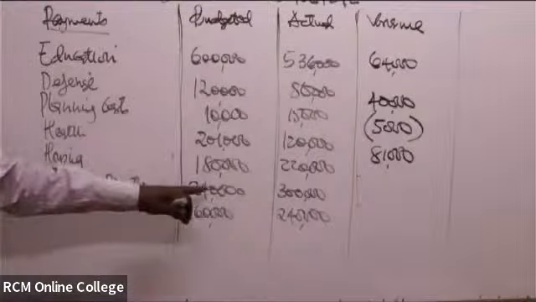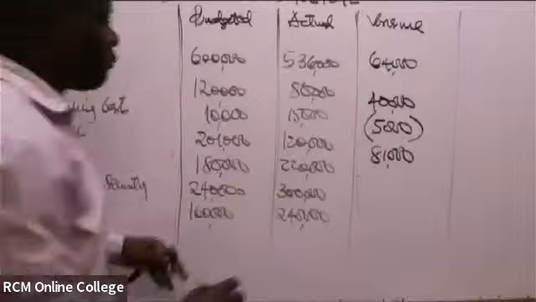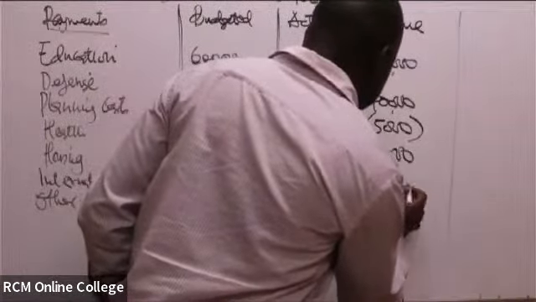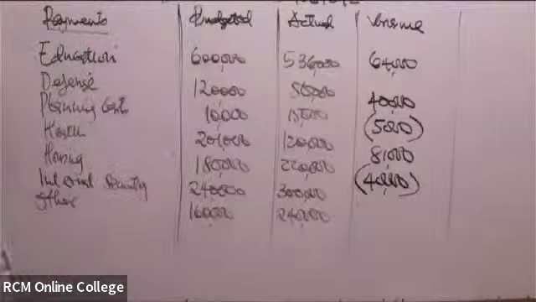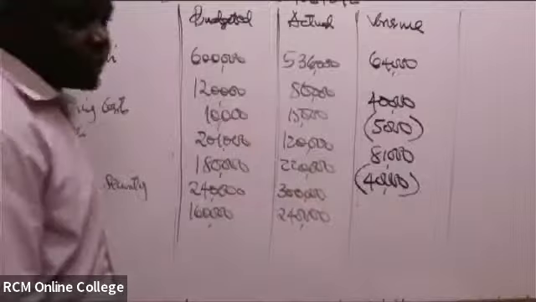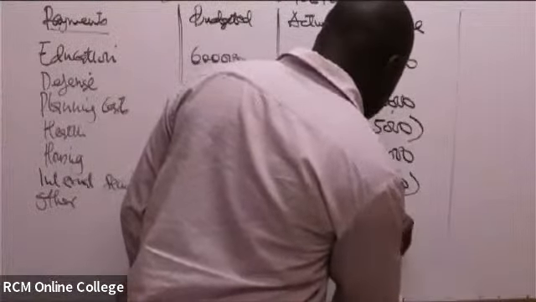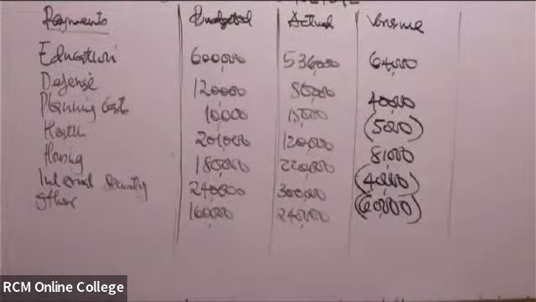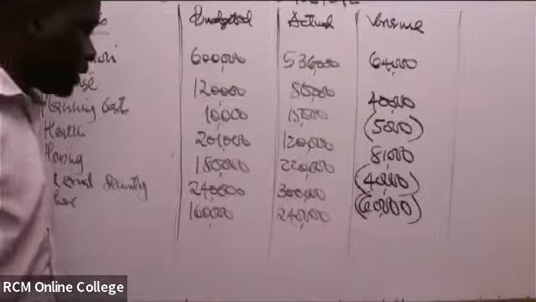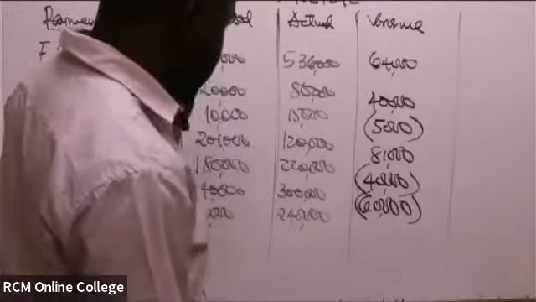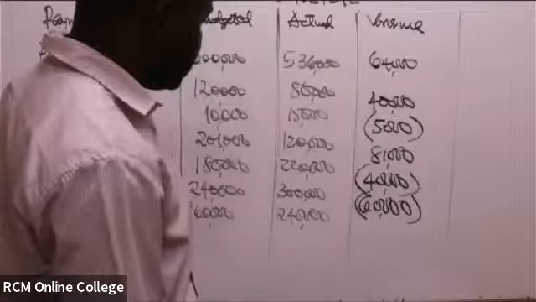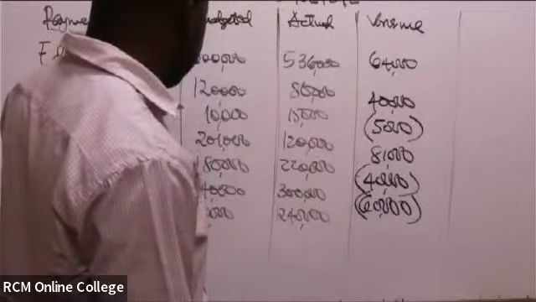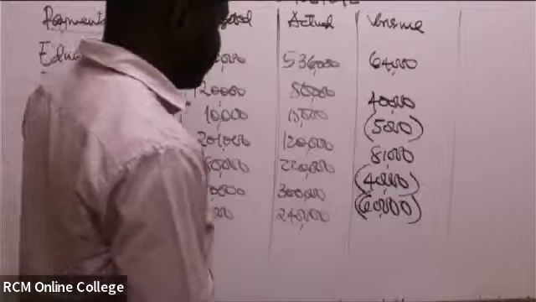For housing, they were anticipating they'd spend 180, but they spent more by 40. That one is adverse, or unfavorable. For internal security, they were to spend 240, but they spent 300. It is 60, which is adverse for them because they spent more. For the other ministries, they budgeted 160, but they ended up spending 240. So that is 80, which in this case is unfavorable.